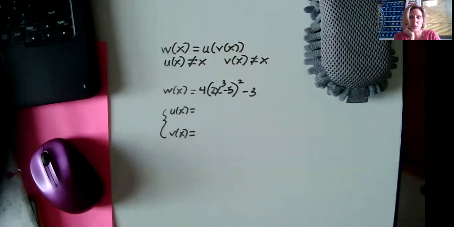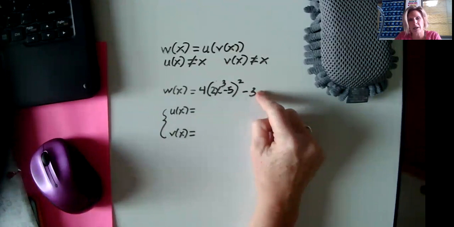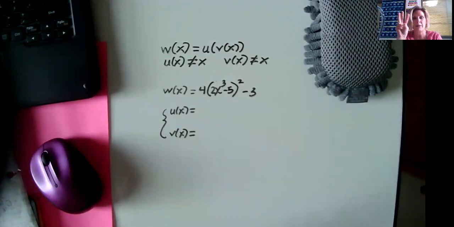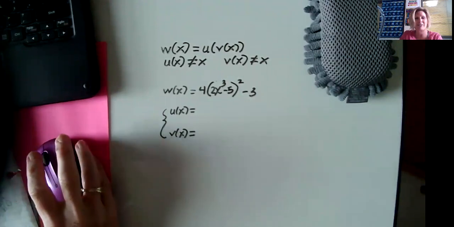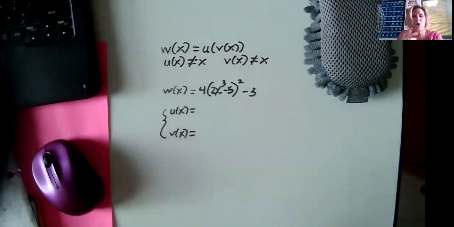Okay, so I'm going to issue a challenge problem. Here's your W of X, and I've made it pretty convoluted. That means there's going to be a lot of options. I challenge you, can you come up with at least 3 ways to write a u of x and v of x combination, but I think that there are actually 4 really good ones. Try it. I hope you paused the video and you tried it for yourself.